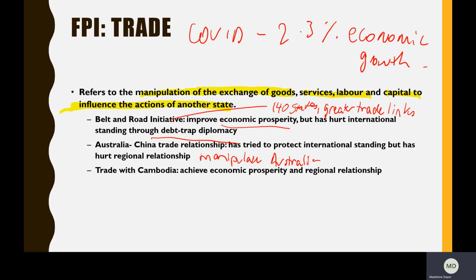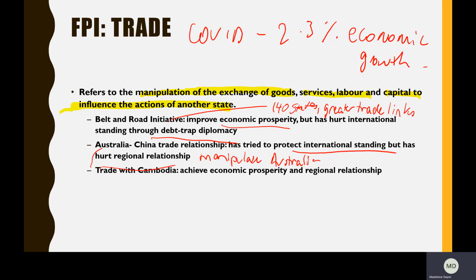And what they were hoping by issuing these 14 grievances and placing tariffs on beef, lamb, wine, cotton and lobster, was that Australia would comply. So what they were trying to do here was protect their international standing. They were trying to protect the way the world saw China, and they didn't want the world to judge China for being potentially the reason why COVID started there. However, in turn, it just exposed China as an untrustworthy trading partner, and also as a state that you couldn't work with. So it actually ended up hurting their regional relationship with Australia.